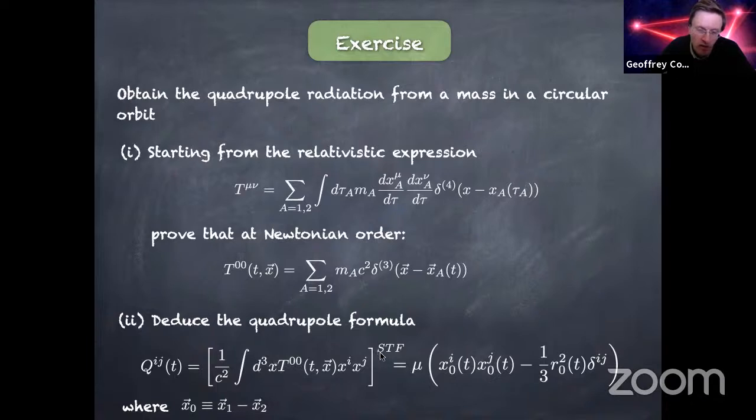STF means symmetric trace-free component, so it basically removes the trace. But we don't strictly need that, because in the quadrupole we can just use the moment itself. X0 here is the relative distance between the two bodies, so the position of the first body minus the location of the second body. So you need to obtain this one. You can think about it for a couple of minutes.